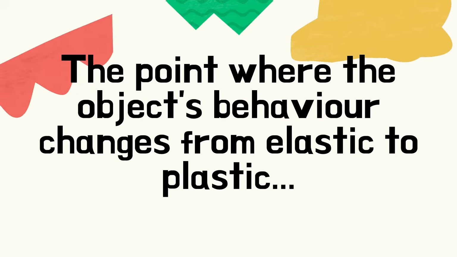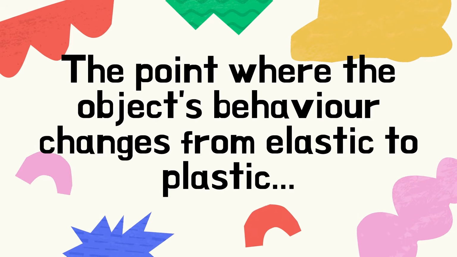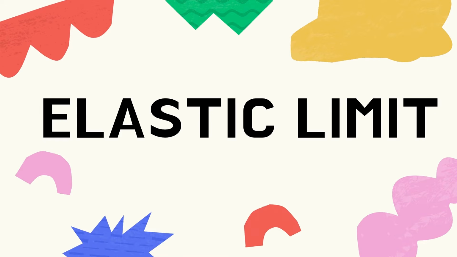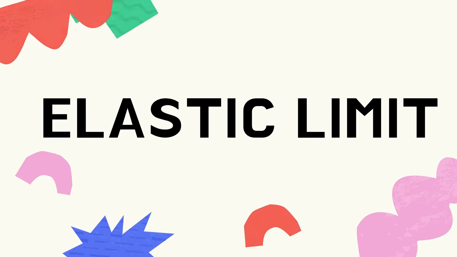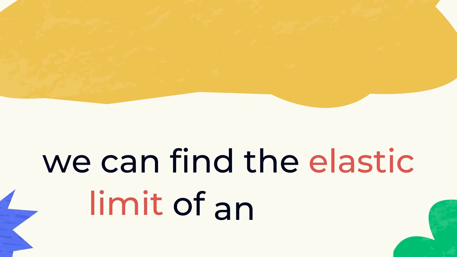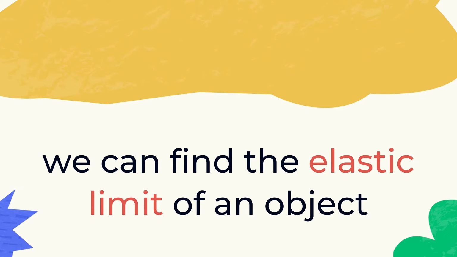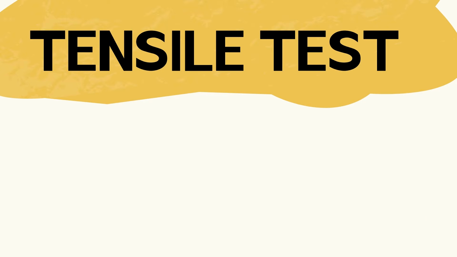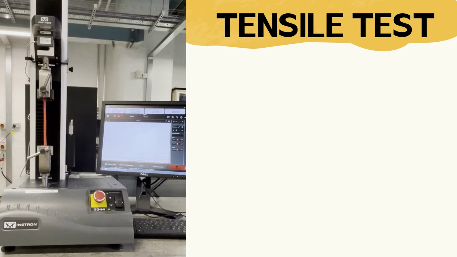So this means that there is a time when even elastic objects behave like plastic objects. And the point where it changes from elastic to plastic behavior is called the elastic limit. In the lab, we can find the elastic limit of objects like metals using something called a tensile test. We measure how much we can stretch an object before it changes shape forever or breaks.